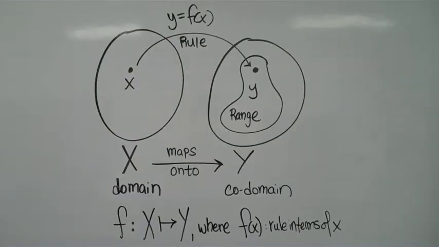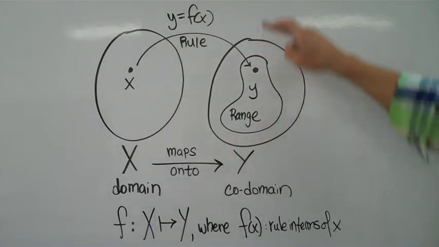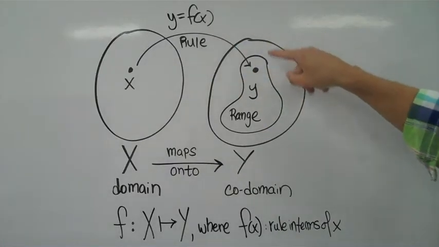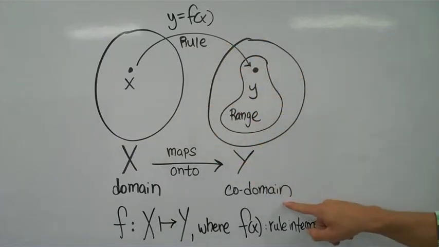With this diagram, we can show the mapping of x onto y, where f of x is a rule in terms of x. You have inputs here, which are your x's, and they map onto y's. Following this rule, you do something to the x's, maybe you square and then add 1, for example. The range, you see, is a subset of what we call the codomain, the possible y's.